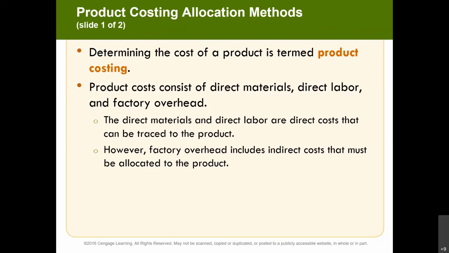Now, with respect to product costing, we can directly trace direct materials and direct labor to each product because this is the amount of material and the amount of labor that go into the production of each product. We can directly trace that, meaning it's a direct cost. However, we also know that factory overhead, on the other hand, is an indirect cost that we allocate to the products. And so we do this by a couple of different methods. And so we're going to talk about the three primary methods.